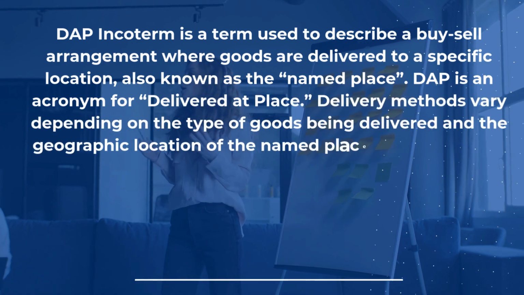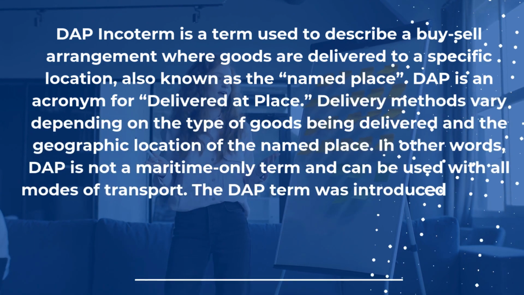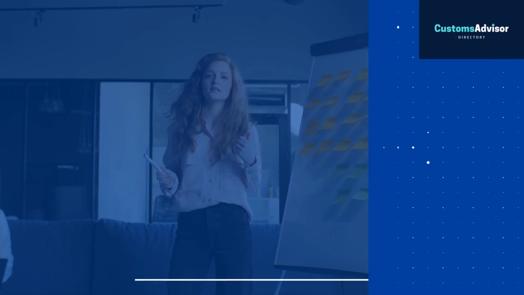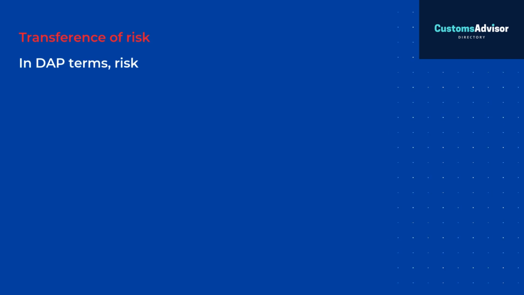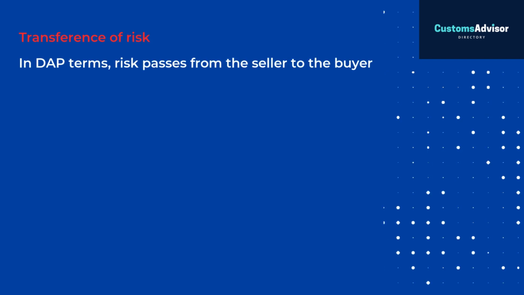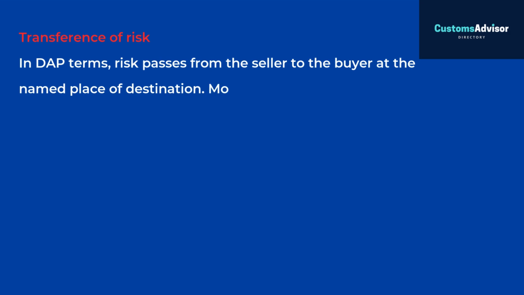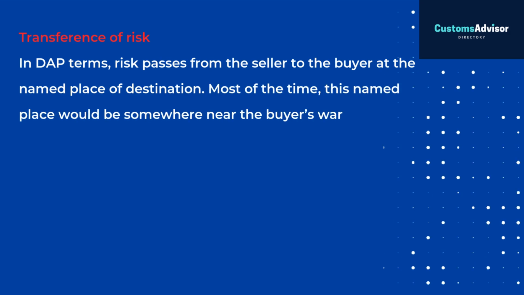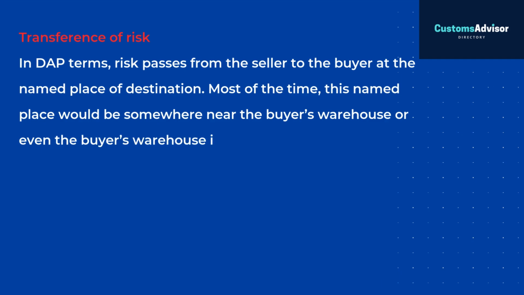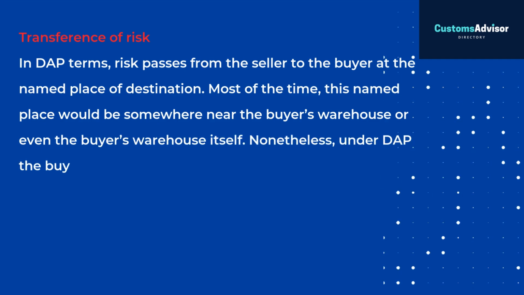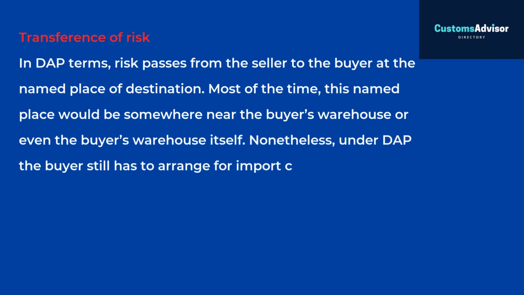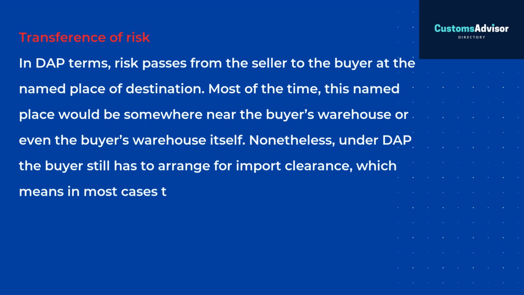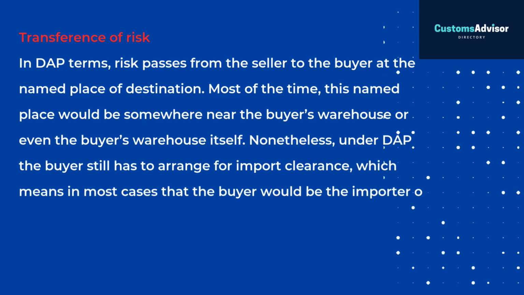The DAP term was introduced into the Incoterms in 2010. Transference of risk. In DAP terms, risk passes from the seller to the buyer at the named place of destination. Most of the time, this named place would be somewhere near the buyer's warehouse or even the buyer's warehouse itself. Nonetheless, under DAP the buyer still has to arrange for import clearance, which means in most cases that the buyer would be the importer of record.